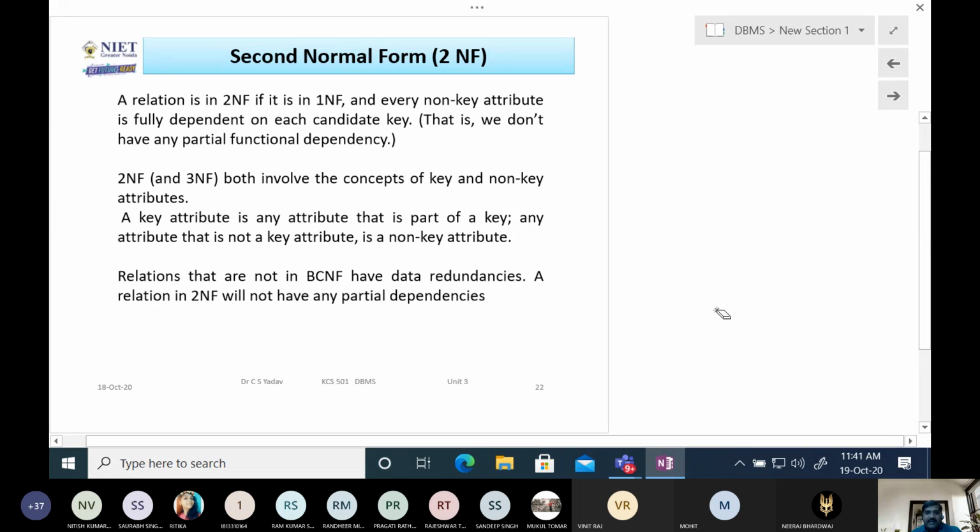And in the next lecture I will explain third normal form and BCNF. And with the help of examples, we will explain how we decompose a relation into second normal form, or up to third normal form, or up to BCNF. This is a very important and very beautiful concept of database management system. Whenever you go for any placement interview, they will ask about this concept, normalization.